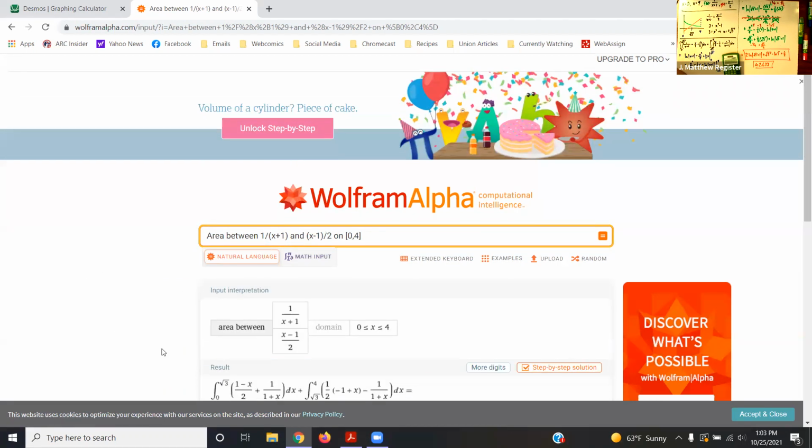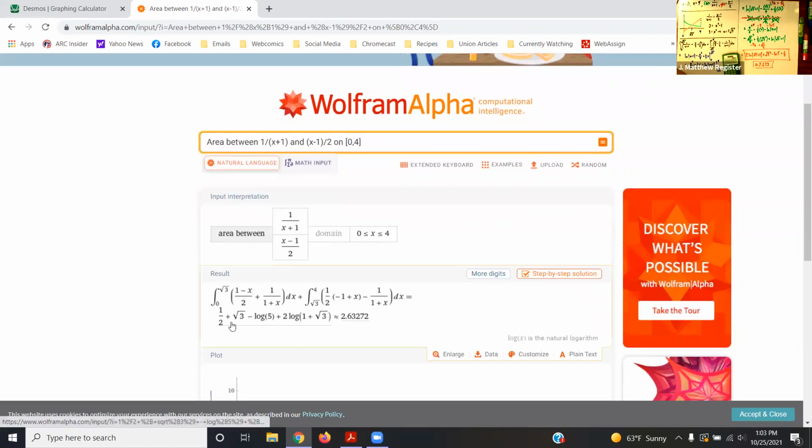So the area between these two on 0 to 4, and notice that it actually gives the exact same thing that we have. The 1/2 plus the square root of 3 minus the log. And remember that when Wolfram Alpha writes log, it means the natural log of 5 plus 2 times the natural log of 1 plus square root of 3. It dropped the absolute value since it was already positive. And when you calculate that out, you get 2.6327, which is what we got. Cool. It's always nice when you do a long series of computations and the calculator gives you the same answer.